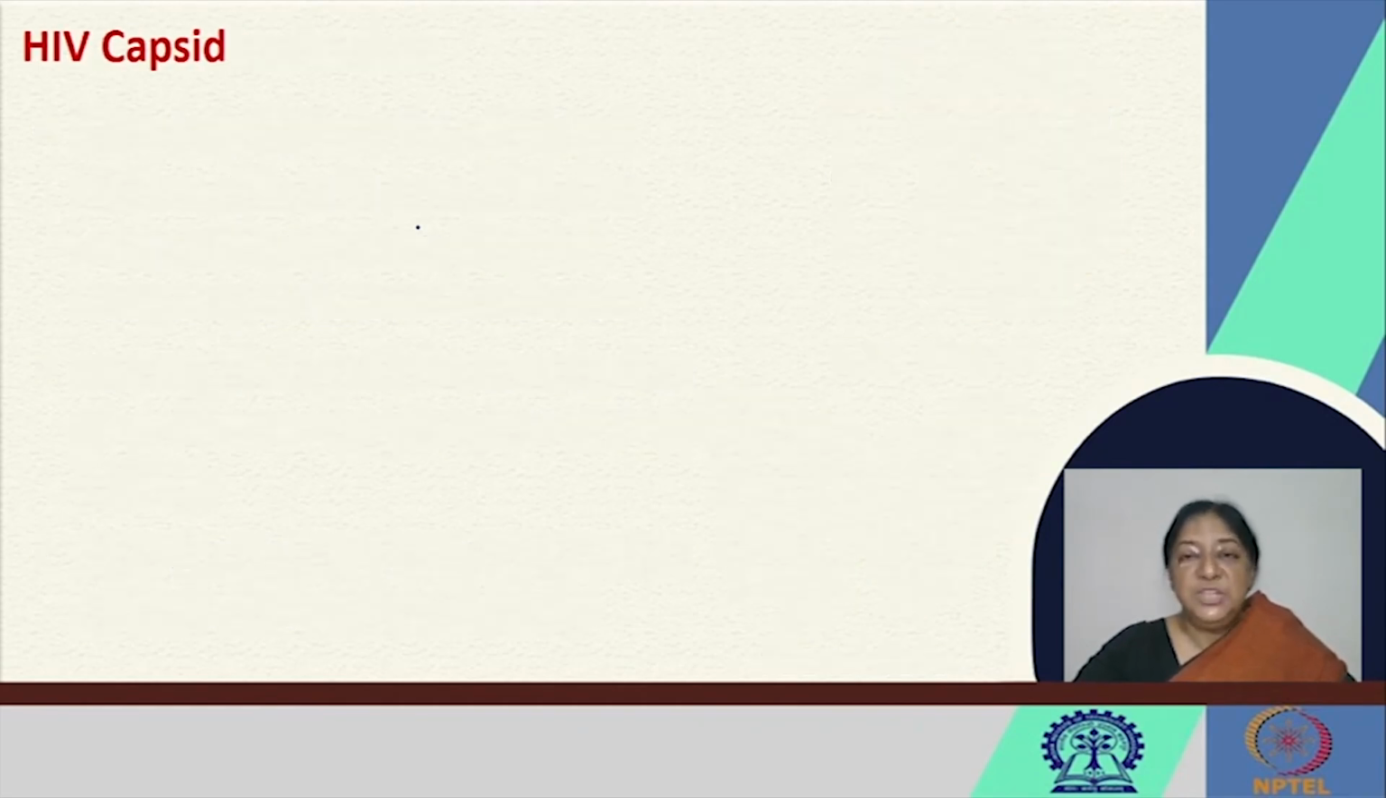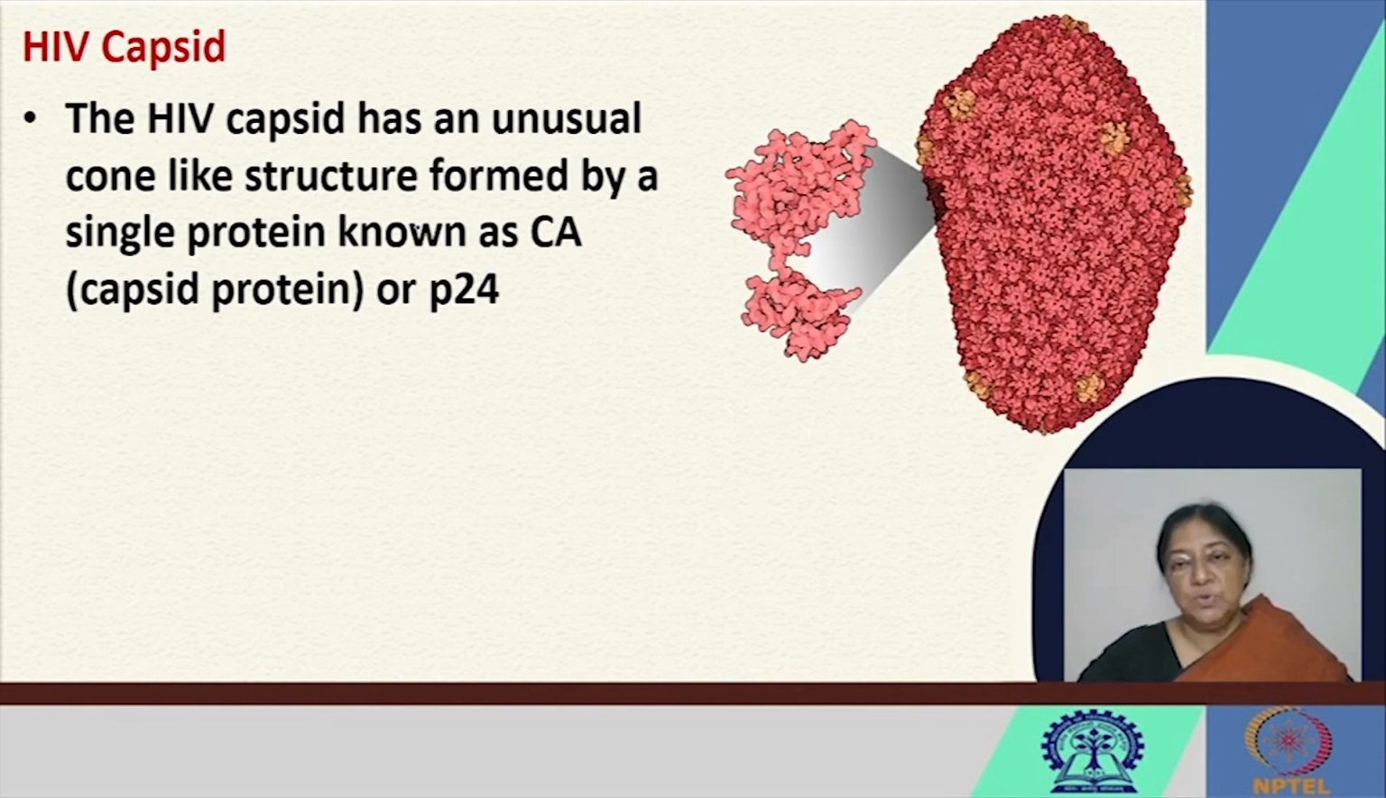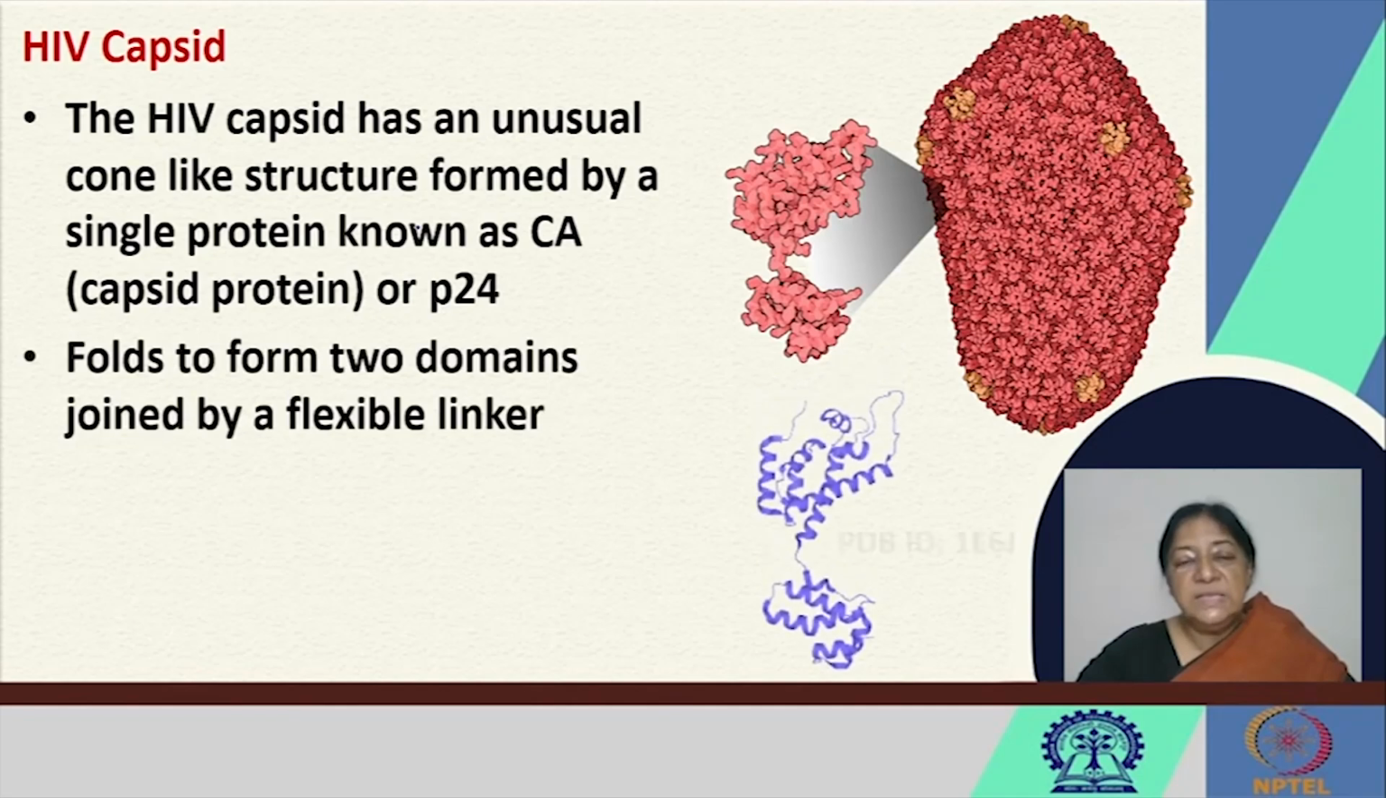If we look at the HIV capsid, this HIV capsid has a cone-like structure formed by a single protein called the CA, or the capsid protein. And in this case, this folds to form 2 domains that are joined by a flexible linker to accommodate for the packing in the capsid.